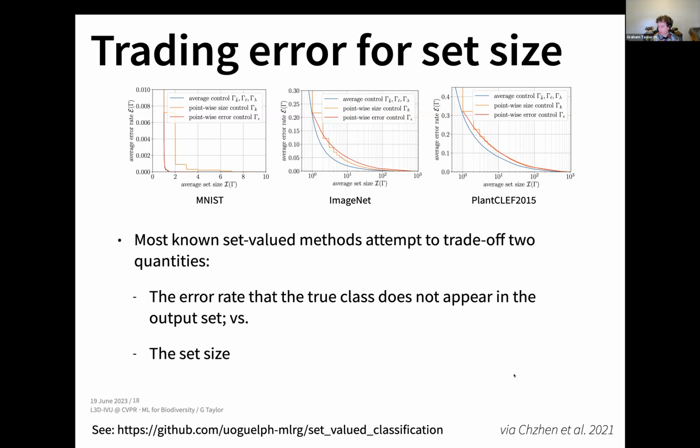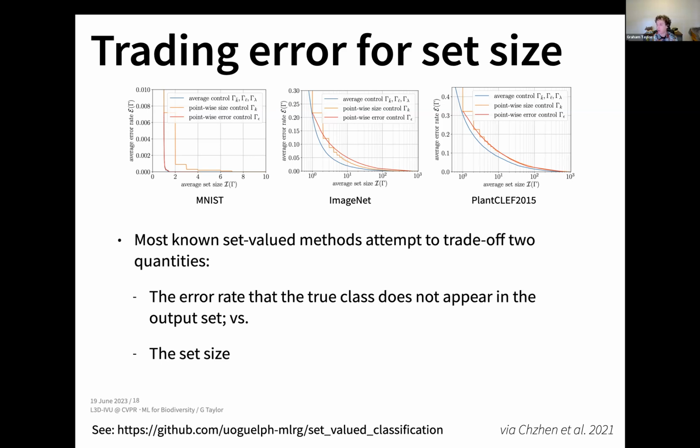And so there's an excellent review paper, or survey paper, on set-valued classification by Chzhen and colleagues. And these are some plots from that paper that show, on various data sets, like MNIST, ImageNet, and a biodiversity focus, Pl@ntCLEF, the trade-off between the average set size and the average error rate. So what we'd like to see optimally are curves that are towards the bottom left of these plots. And so we can see in the case of ImageNet and Pl@ntCLEF, the blue line corresponding to an average-control classifier clearly dominates. And what these average-control classifiers allow is for individual points to violate constraints either on the error or the size, and this flexibility can improve the overall trade-off.